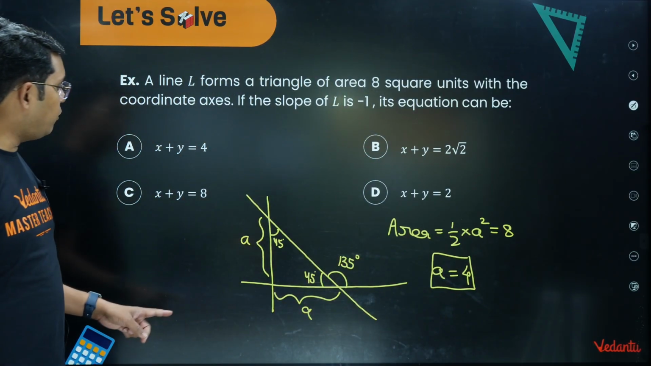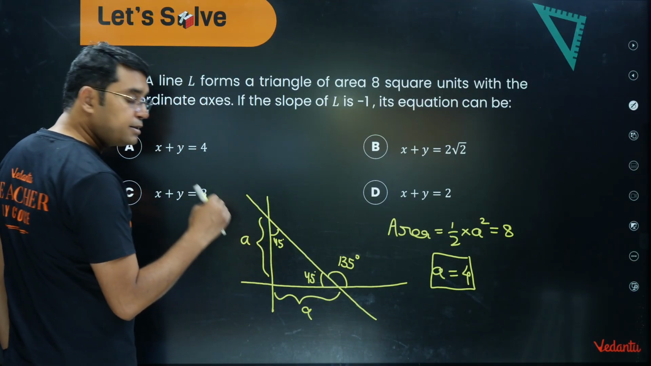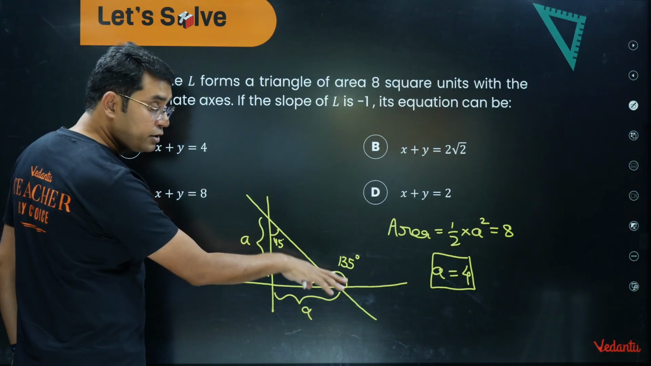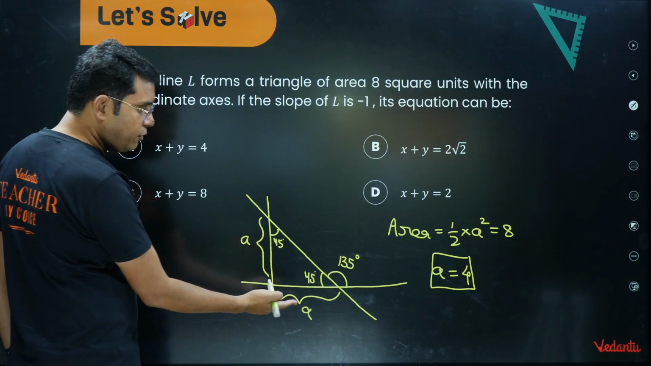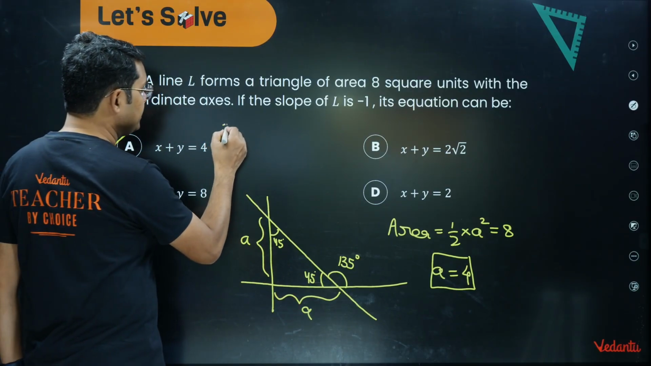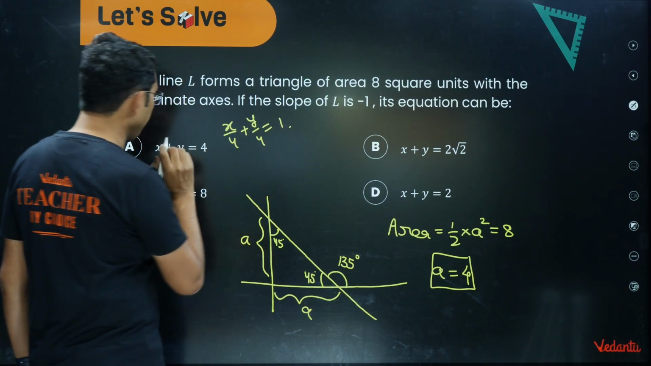Now if a is equal to 4, there can be two scenarios. Please understand. One is that if the line is cutting the x-axis and y-axis in the first quadrant, then x plus y equal to 4, because both intercepts are 4, 4. So using intercept form, you can say x upon 4 plus y upon 4 is equal to 1. So A is the answer.